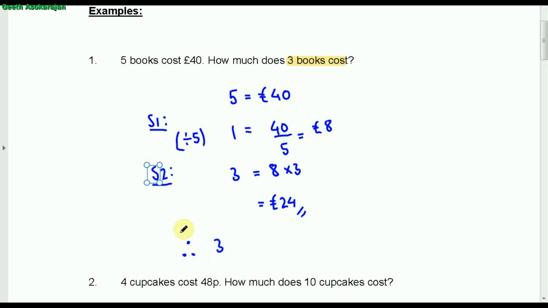So you could also have a closing line, so you could say, so therefore, and this is the mathematical symbol for therefore, so therefore 3 books cost £24.